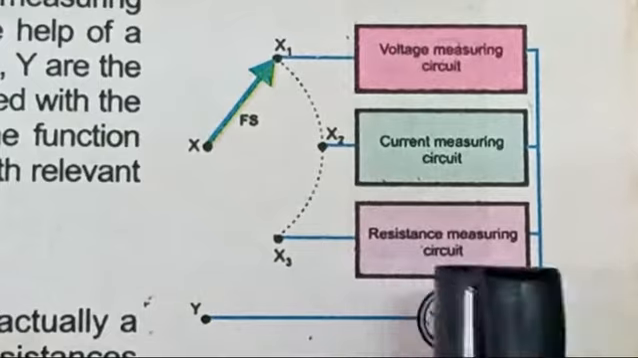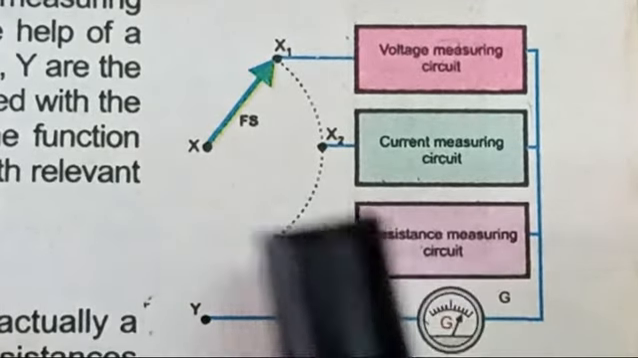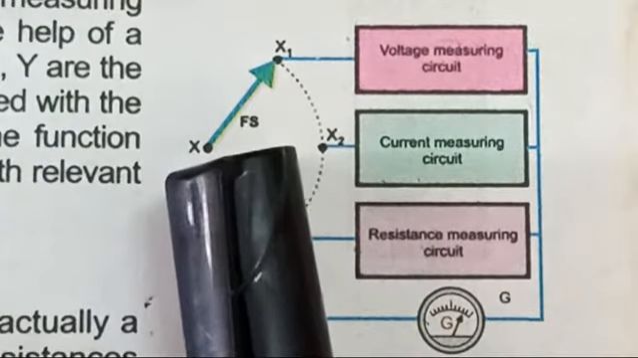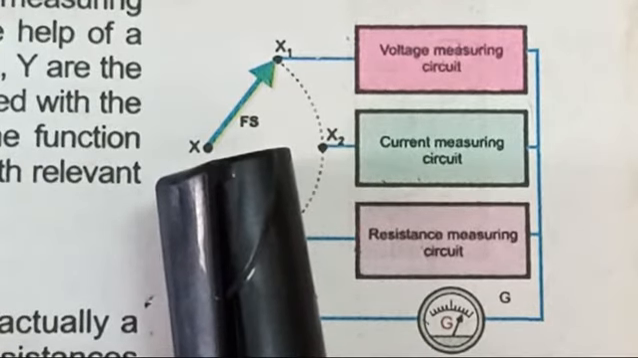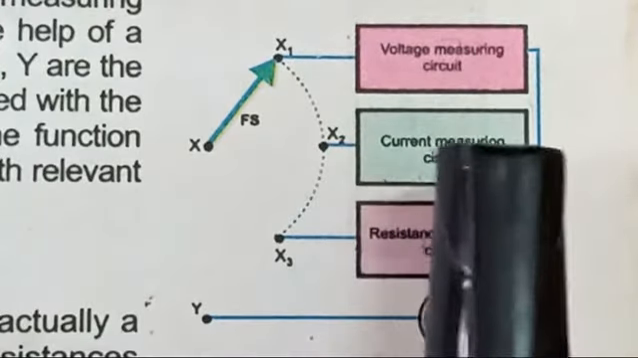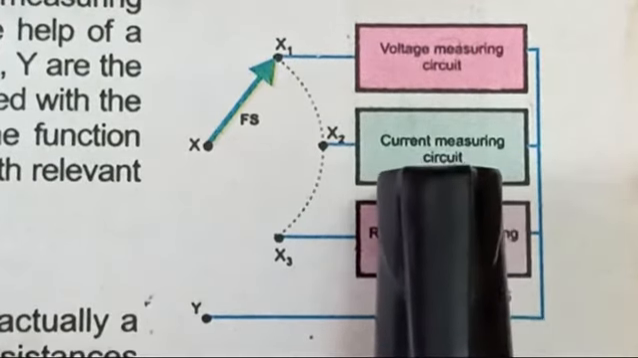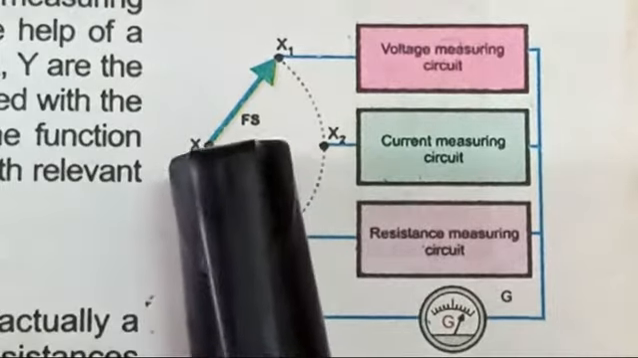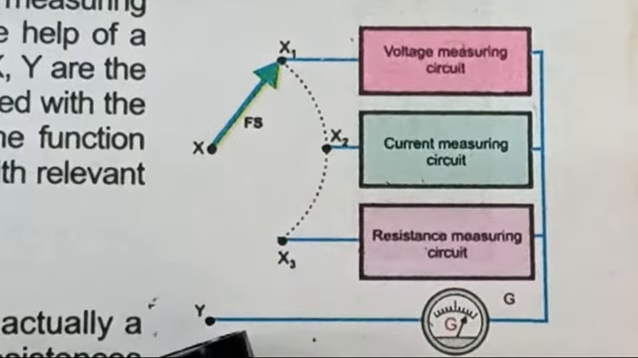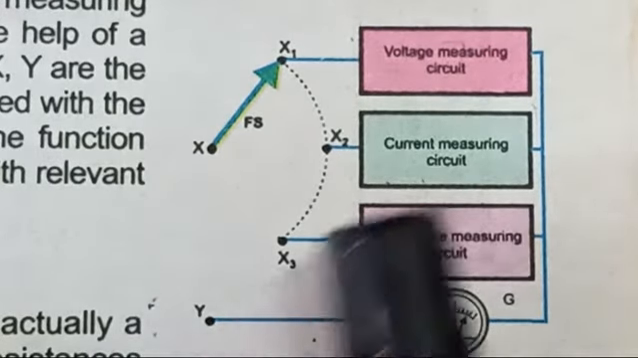This is the circuit diagram of avometer. There is a function switch, written here as Fs. With the help of this function switch we can measure from this circuit the value of current, resistance, and potential difference. Here X and Y are the main terminals. This one is X, this one is Y. These are the main terminals of the avometer which are connected with the circuit in which measurement is required.